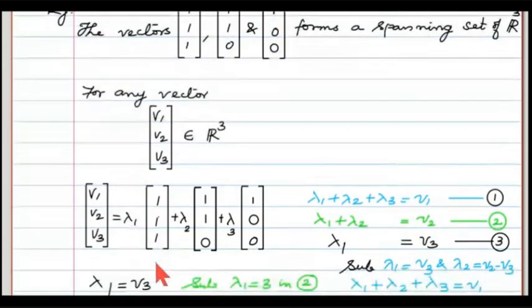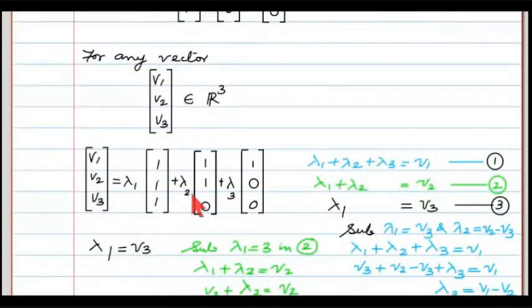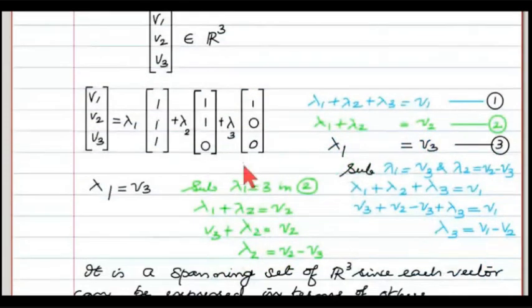So we can write lambda 1 times (1, 1, 1) plus lambda 2 times (1, 1, 0) plus lambda 3 times (1, 0, 0). From this, we can form the equations. From the first row, lambda 1 plus lambda 2 plus lambda 3 equals v1. Second row, lambda 3 is 0, so we get lambda 1 plus lambda 2 equals v2. From the third row, only lambda 1 is there, lambda 1 equals v3. So we got three equations.